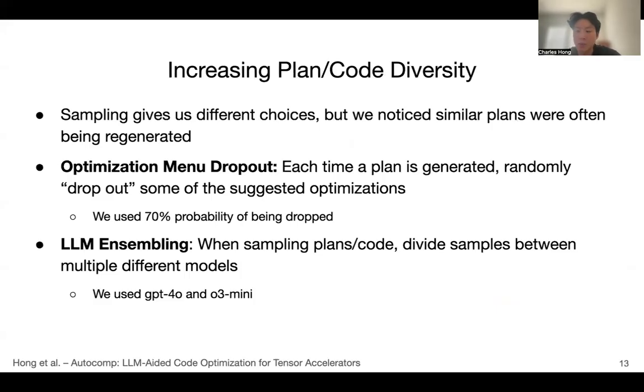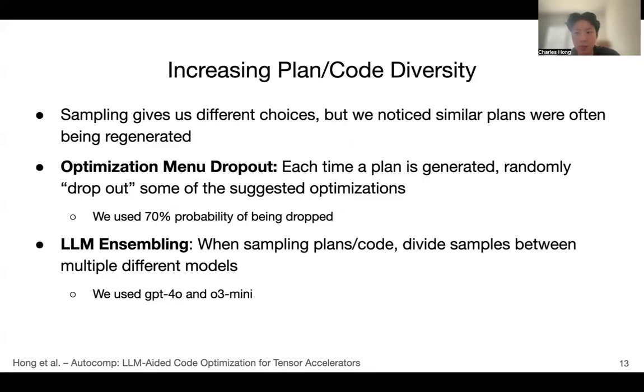So the sampling that we mentioned gave us better results than just trying one, of course. But we noticed that a lot of times similar plans were often being generated. So we had to think of a couple new techniques for improving the diversity. One, which we call dropout of our optimization menu. Kind of like dropout in neural networks, whenever we generate a plan, we randomly remove some of the optimizations out of the ones that we suggest.